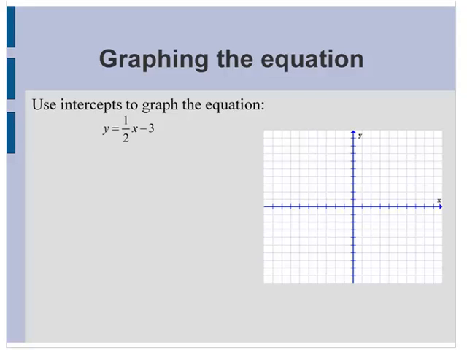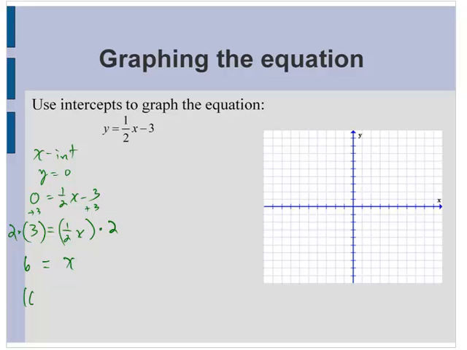Alright, so let me find the x-intercept first. Letting y equal 0, I would have 0 is 1/2 x minus 3. Adding 3 to both sides, I'd have 3 equals 1/2 x. And then dividing by 1/2, which is the same as multiplying by 2, I have 6 equals x, and so then the x-intercept is 6, 0.